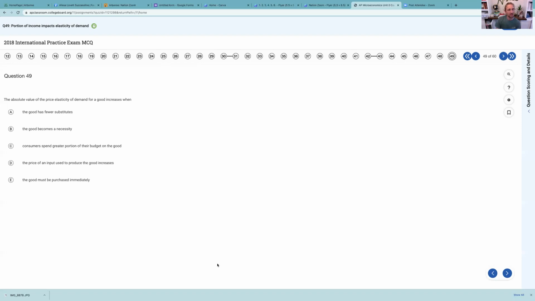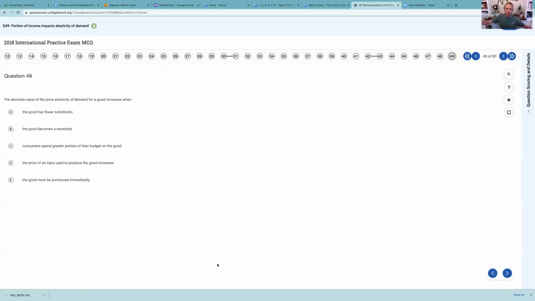D, the price of an input used to produce the good goes up. That has nothing to do with this, that's elasticity of supply. E, the good must be purchased immediately. If it has to be purchased immediately, then it's inelastic as well. So A, B, C, and E are all inelastic. And this is talking about the good becoming more elastic, and it would be, yeah, so I was wrong. A, B, and E are inelastic.